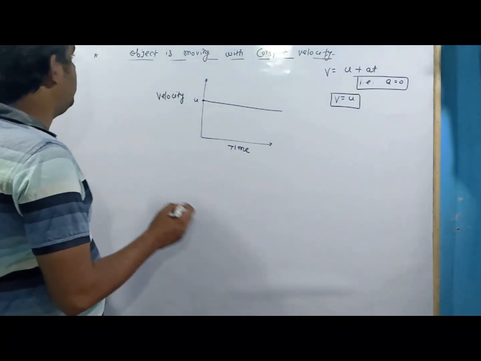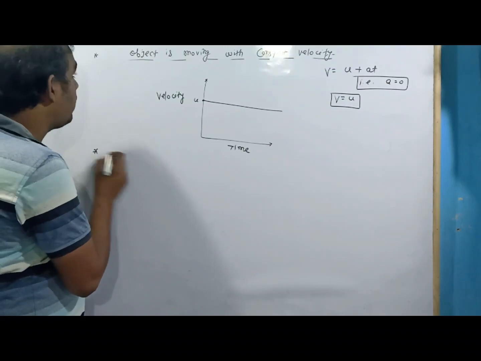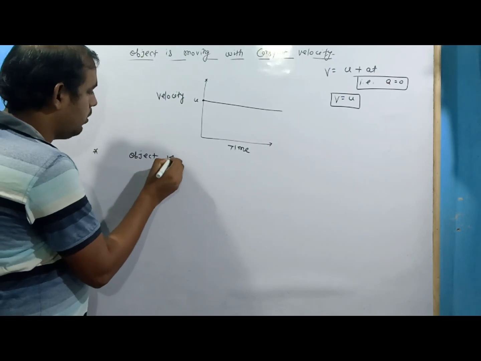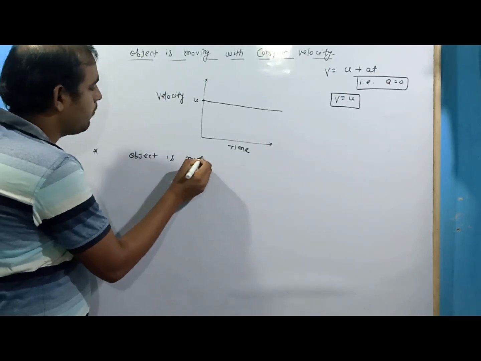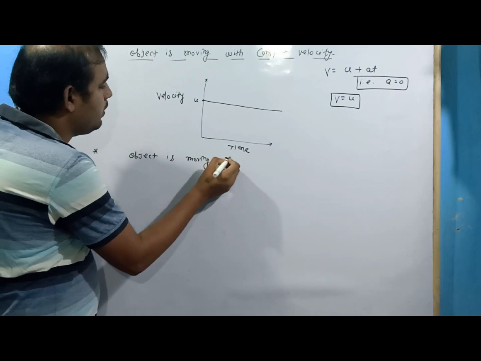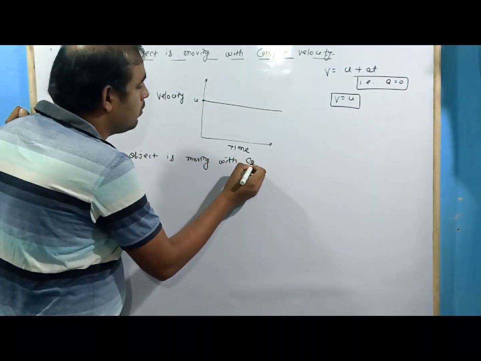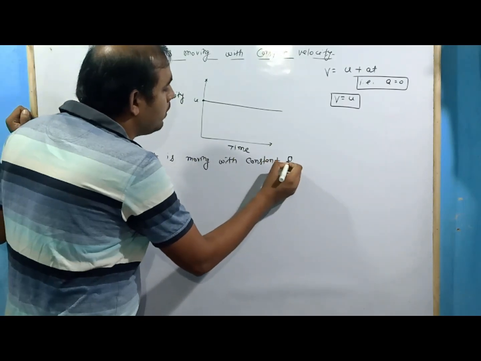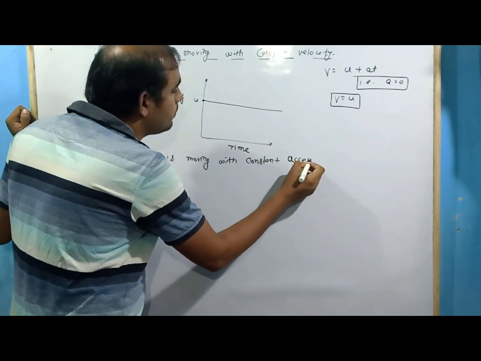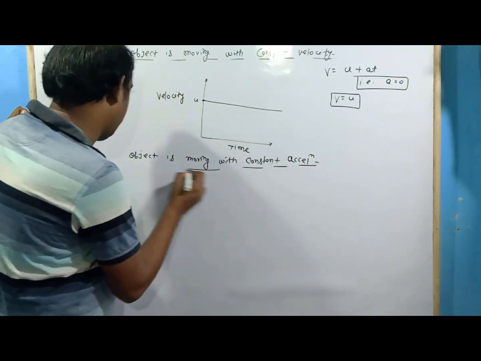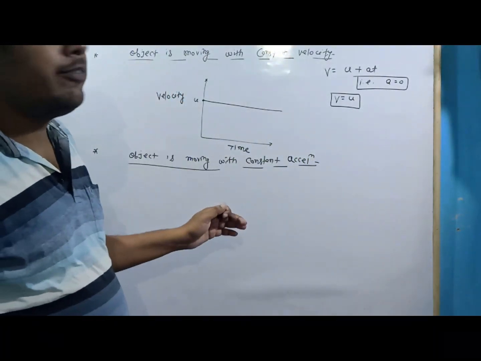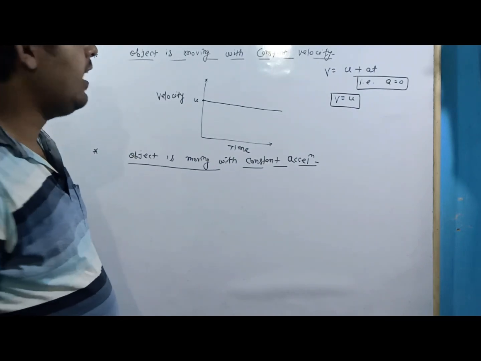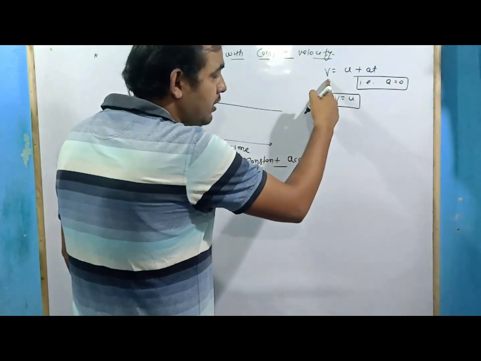Now the second velocity time graph, when the object is moving with constant or uniform, not velocity but acceleration. In this case the object is moving with constant acceleration, and if it is moving with constant acceleration, I can use this equation.